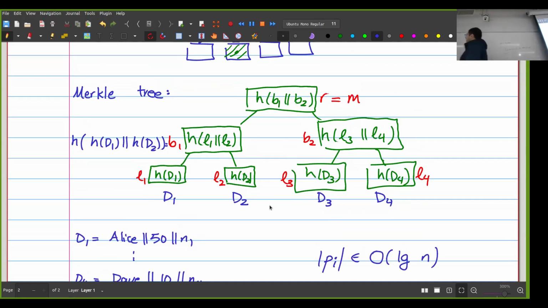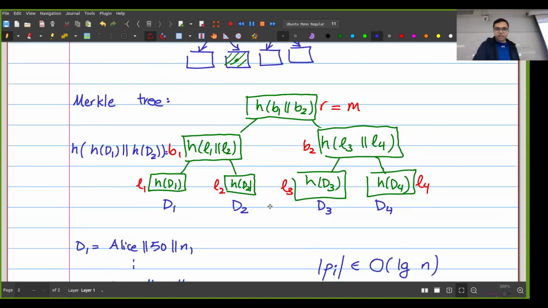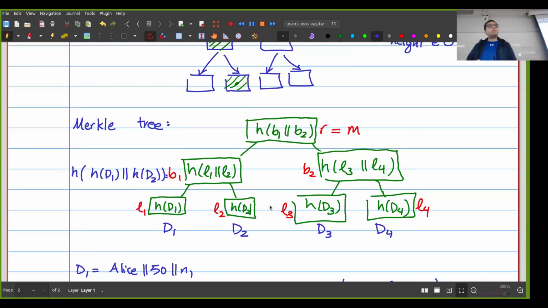But we still have another problem, and this is a problem that we will solve in future sessions. And the problem is that this is not in real time, right? So in order to create this whole tree, I need to know all of my transactions.